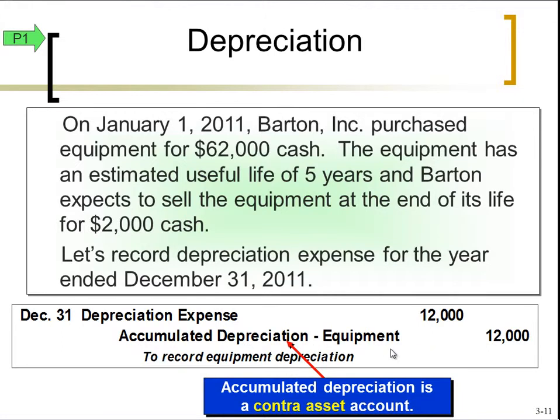This accumulated depreciation is a contra asset account. It offsets the normal asset's value. Contra just means offset against. It reduces that asset's value. So it's the opposite of an asset, essentially, and it has the opposite normal balance. An asset has a normal debit balance. An accumulated depreciation contra asset has a normal credit balance. So since we're crediting this, we're basically increasing it.